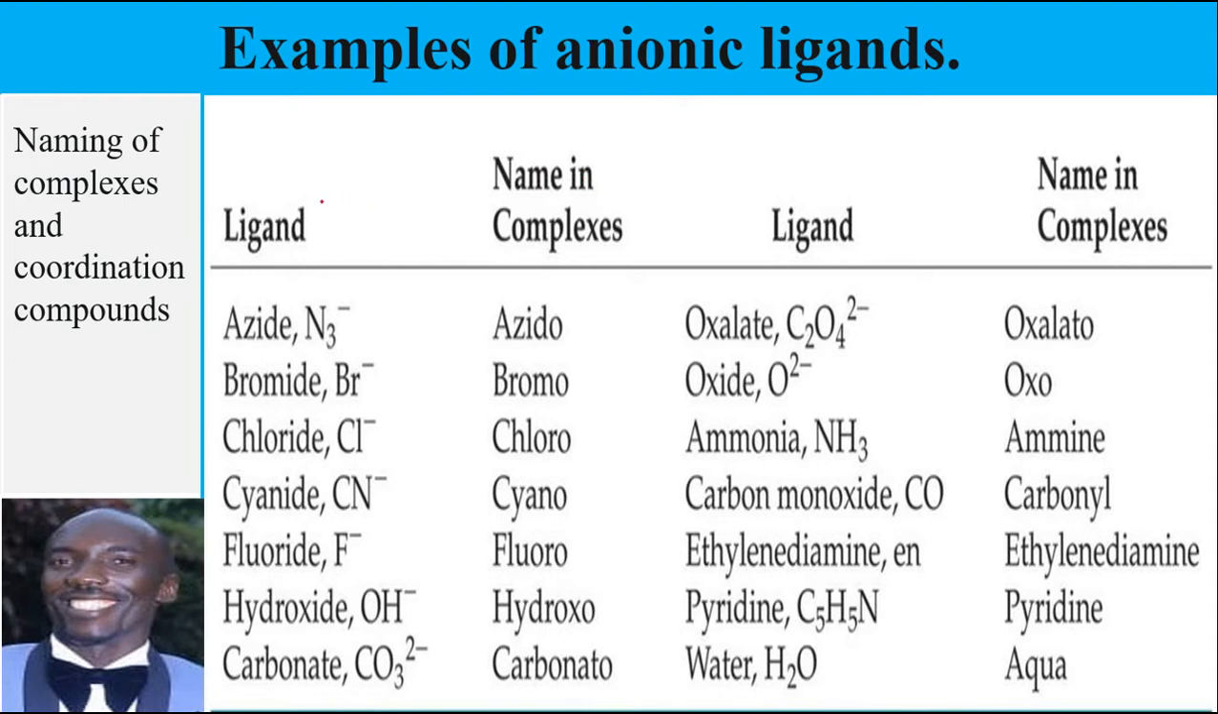So the list we have here, we have the ligands and how their names change whenever they are used in a complex. So when it is just a normal ligand, before being used, it is, for example, the first one, azide. Then when it is used in the name of a complex, or when it is used within a complex, it changes to azido. If it is a bromide, it changes to bromo. A chloride changes to chloro. Cyanide changes to cyano, and so on.